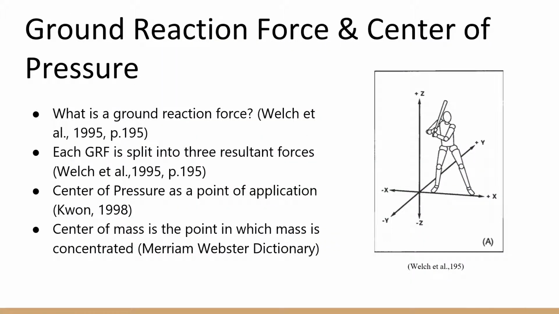Ground reaction forces and center of pressure play a key role during hitting. A ground reaction force represents the interaction of the body with the ground. Additionally, each ground reaction force is split into 3 resultant forces, including RZ, RX, and RY, in a global reference frame. To the right, we have an example of a hitter in baseball with this global reference frame.